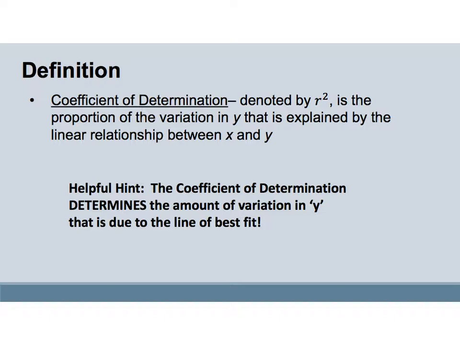Another thing we're going to get in the calculator is R squared, and again you need to remember that the coefficient of determination has the symbol R squared. It is the proportion of the variation in y that is explained by the linear relationship between x and y. So the coefficient of determination determines the amount of variation in y that is due to the line of best fit. And we'll do an example with that for that to make more sense.